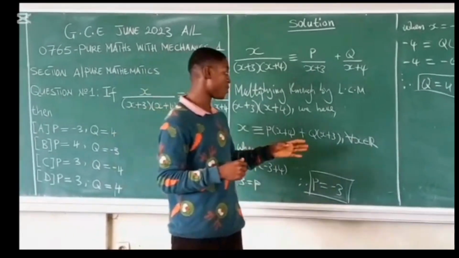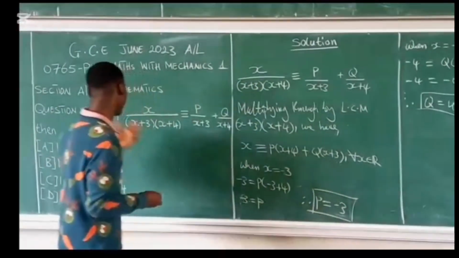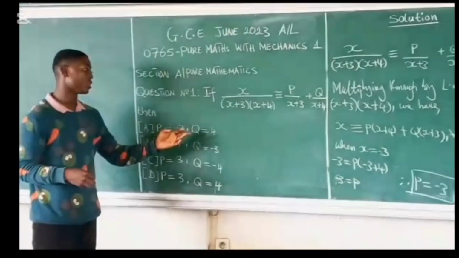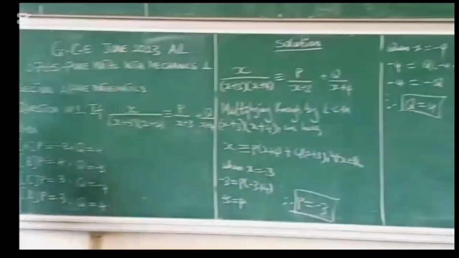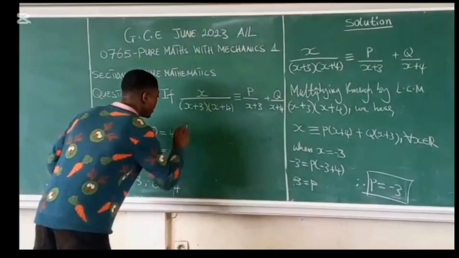We've gotten the values of p and q correctly, and so let's go back to our options. Option A says p equal to negative 3, q equal to 4, and obviously that is the right option. So the key to this question is A.